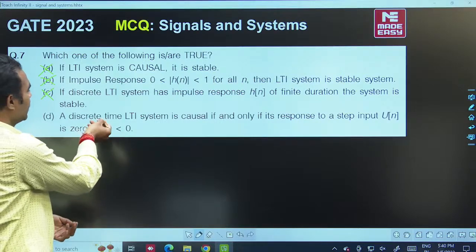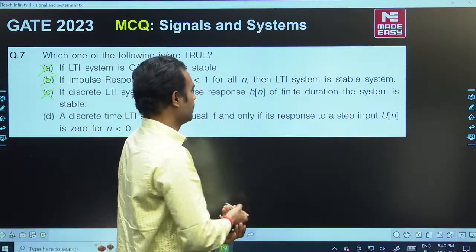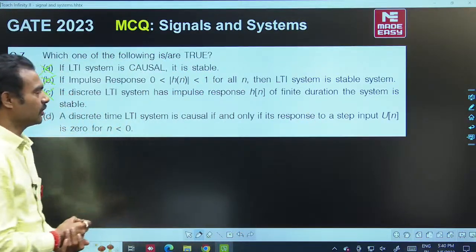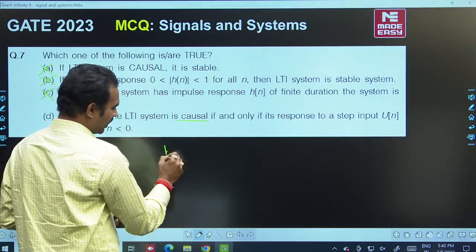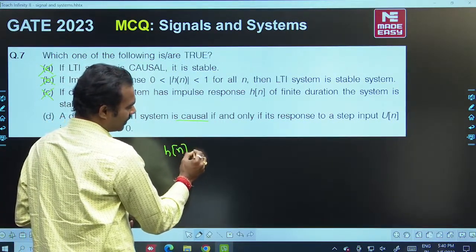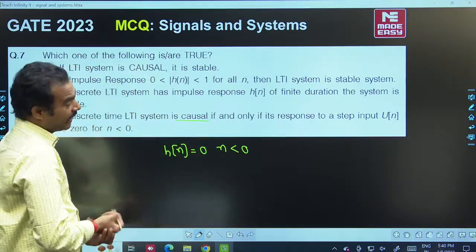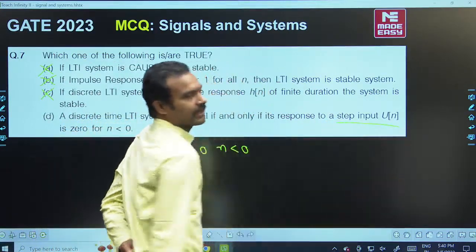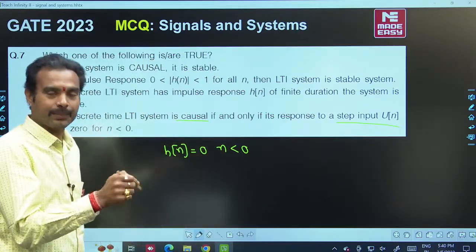Now, if you consider here, a discrete time LTI system is causal if and only if its response to a step input u of n is 0 for n less than 0. See, the LTI system is causal. What is the condition for causality? We know that h of n is equal to 0 when n is less than 0. And he was talking about the impulse response, but he was giving step input u of n. If step input u of n is applied, then the response we are getting is a step response.